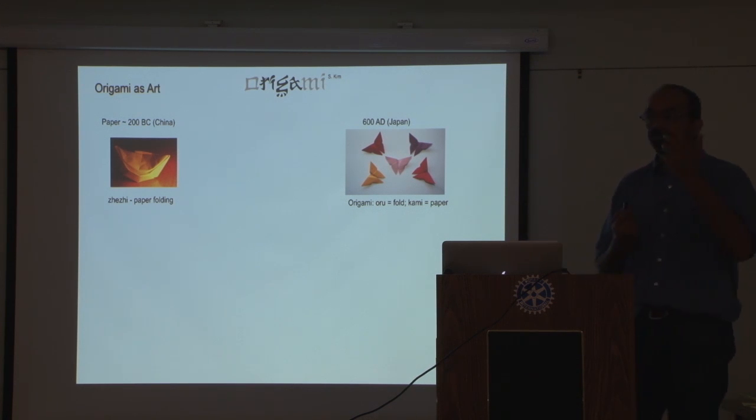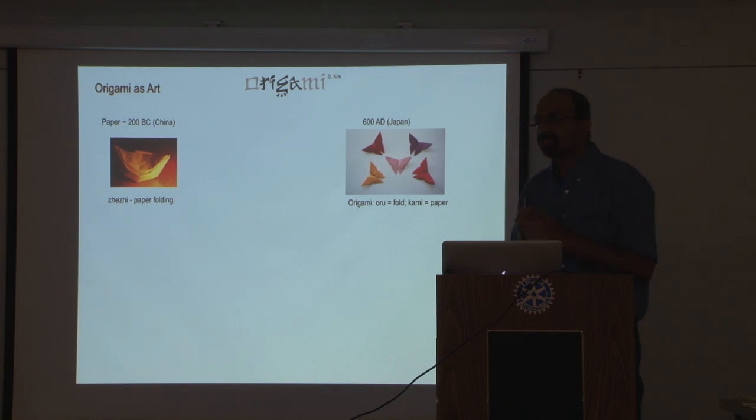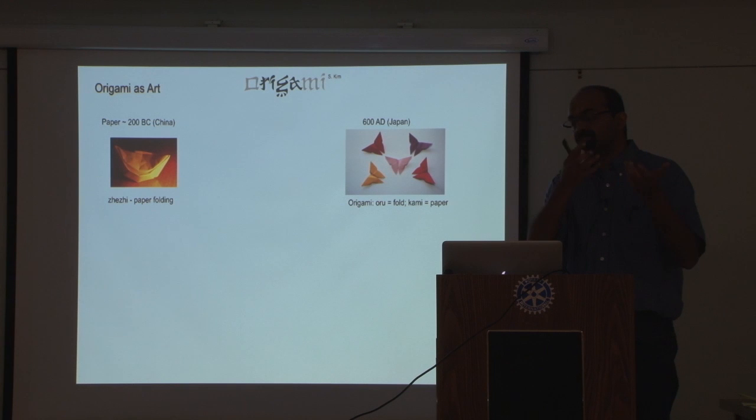In Japanese, the word origami comes, etymologically, from oru, which means fold, and kami, which means paper. So Miura ori, which I described to you a couple of minutes ago, which I'll come back to, is called Miura ori because ori is fold, and the fold is due to Dr.